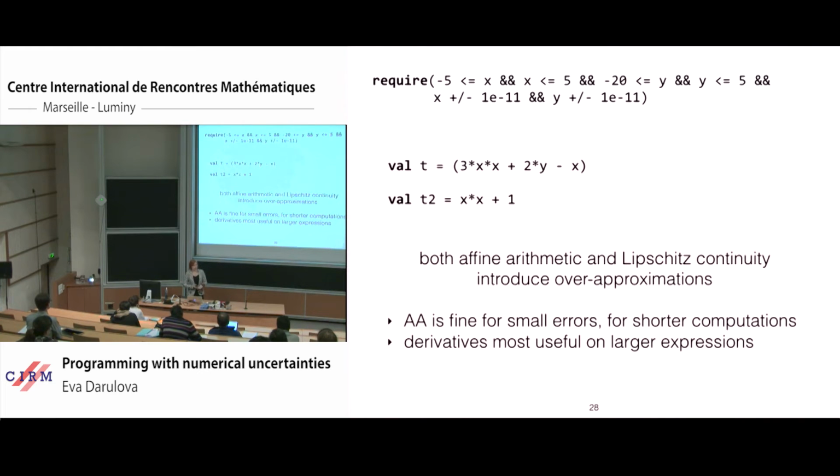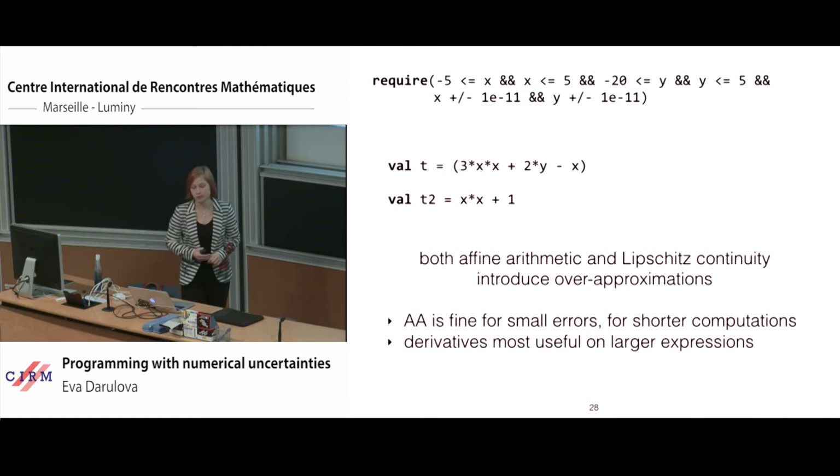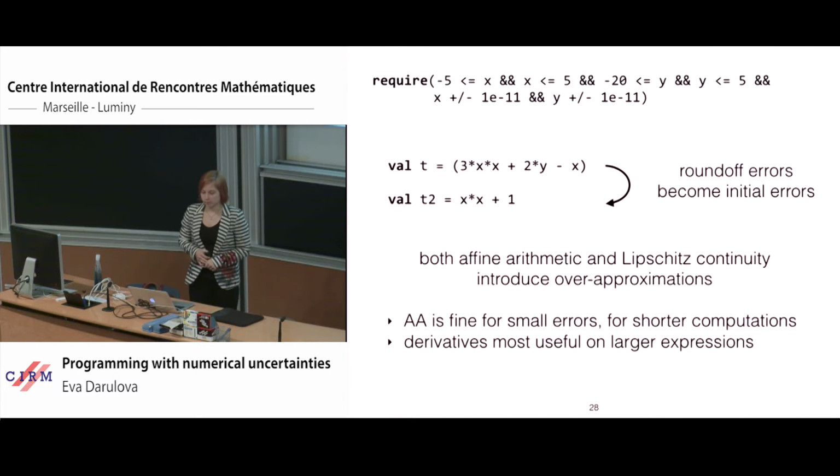However, affine arithmetic is fine if you have small errors, such as just roundoffs, because then the higher order terms will be even smaller and will not really make a big difference. Derivatives are nice if you have larger expressions, because then you can look at the correlation over the entire expression. So then we did a compromise: we use affine arithmetic to compute the roundoff errors for individual expressions. And these roundoff errors in the next step of the computation will become the initial errors, which will then be handled with the derivatives-based procedure.